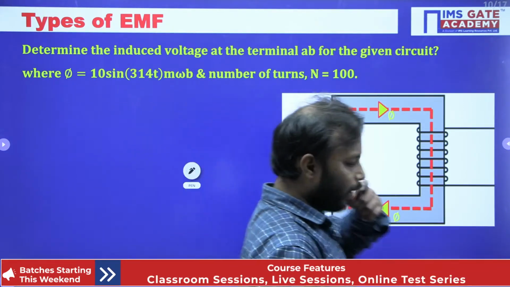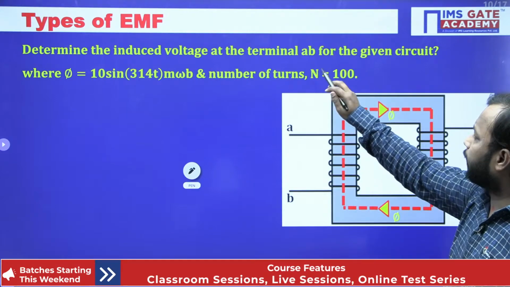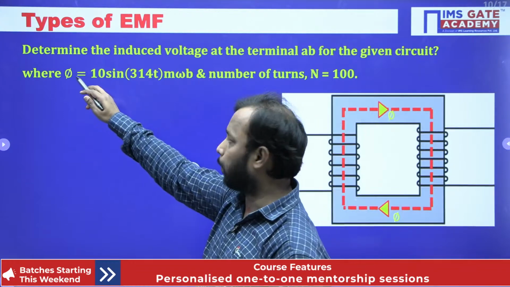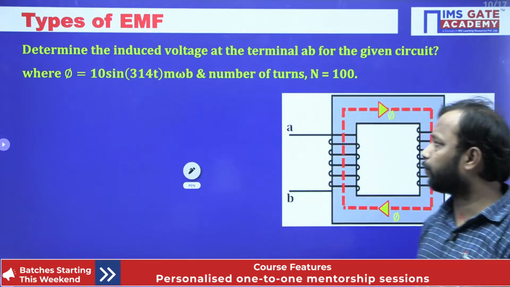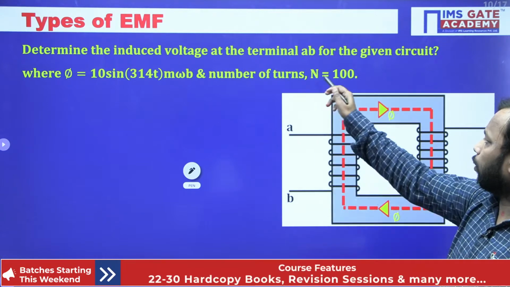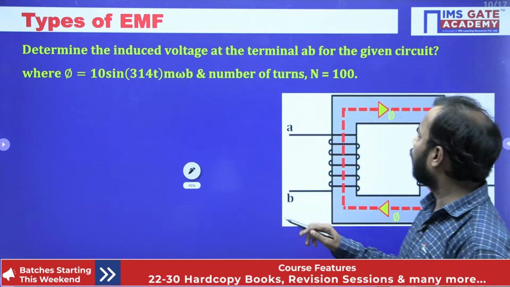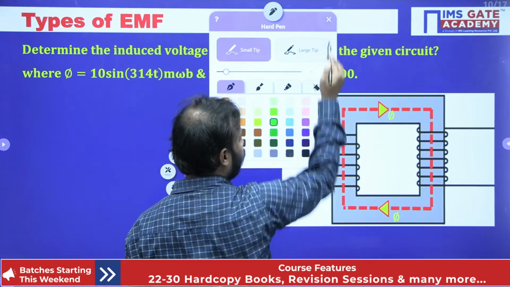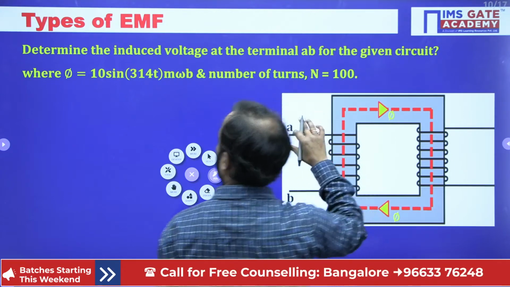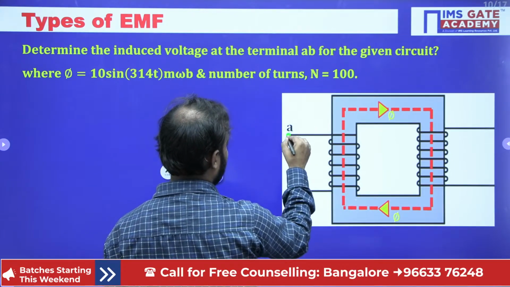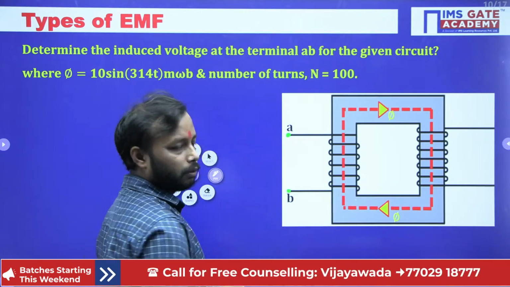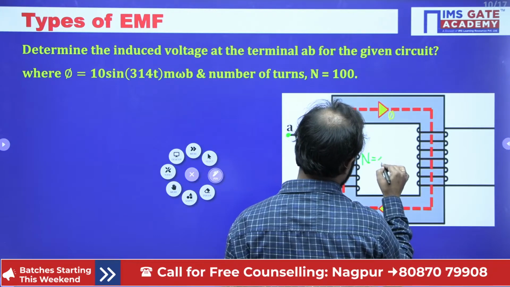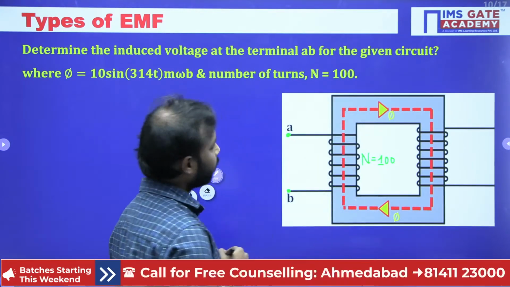Determine the induced voltage at the terminal AB for the given circuit, where phi, which is magnetic flux, equal to 10 sine 314 t milliweber, and number of turns N equal to 100. So this is terminal AB, and we need to determine the voltage here at terminal A and B. And this N is number of turns, here is given as 100.